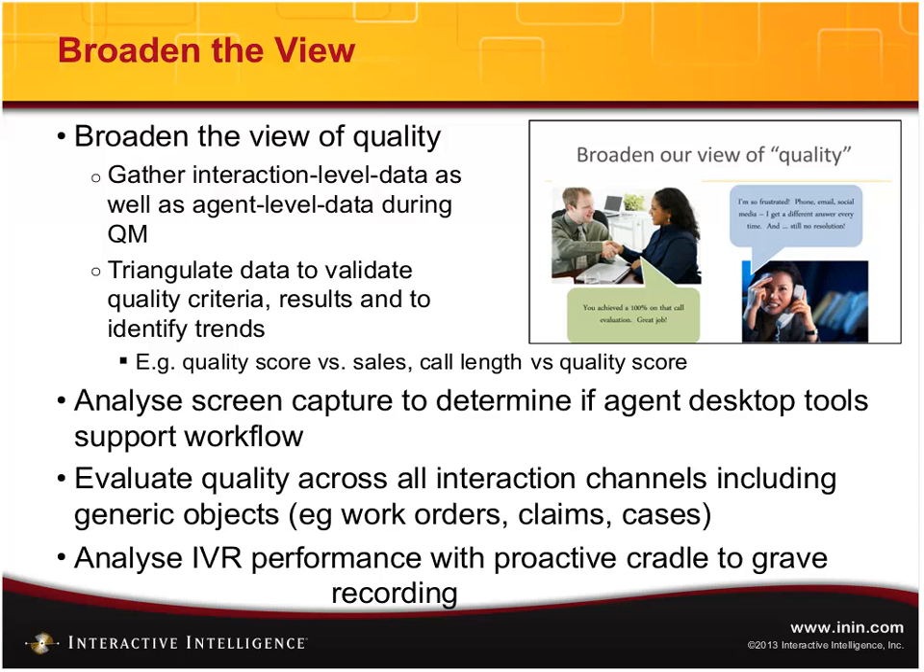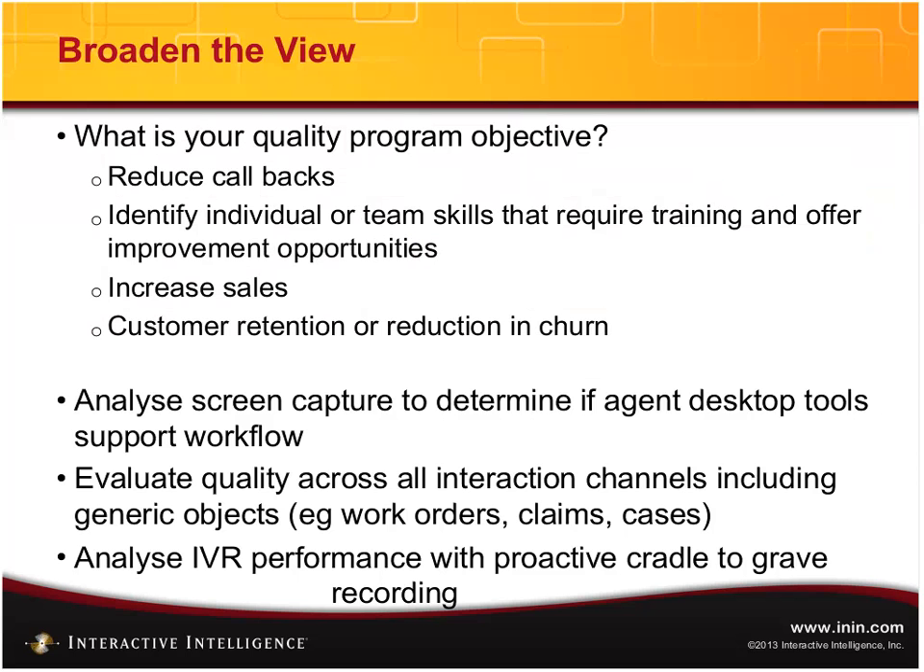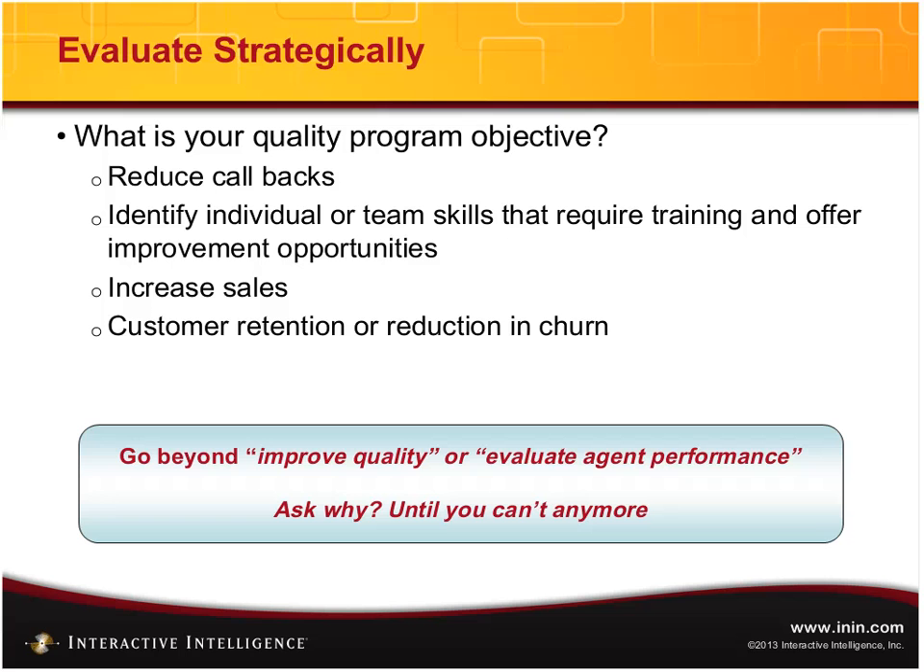So if we broaden the view of quality and increase the footprint of that, how about evaluating strategically? Ask yourself, what is the quality programme objective? Is it just about improving quality? Is it just about evaluating agent performance? Keep on asking yourself why until you can't answer the question anymore. Reducing callbacks is a fantastic way of giving additional feedback into quality control, into warehousing, into the delivery teams, into finance. But it takes a lot more than just reducing callbacks and trying to increase sales.